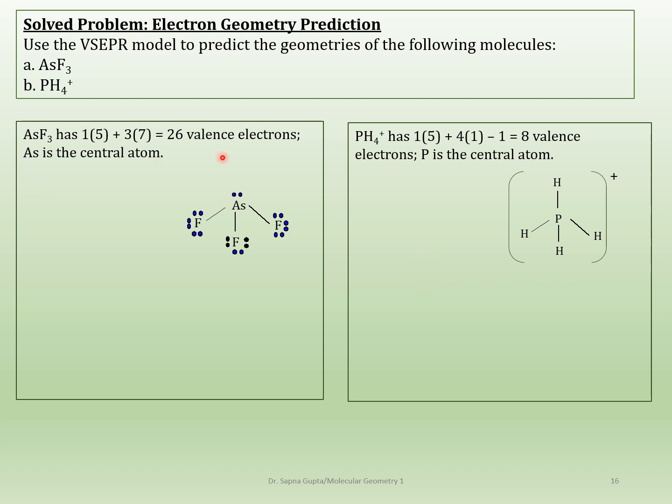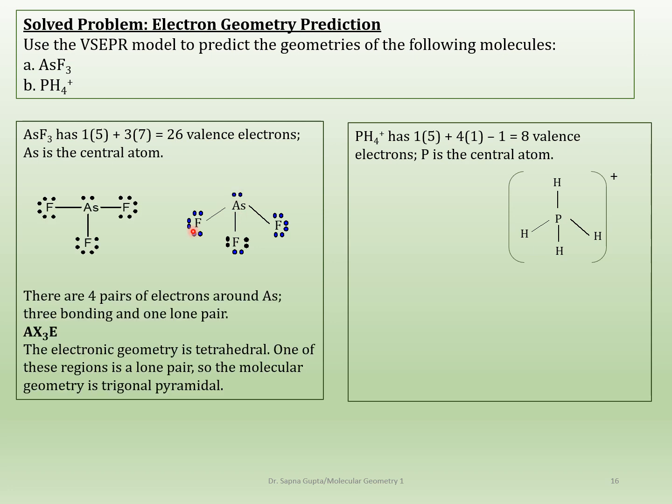So AsF3, this is the structure for it. As, arsenic, is in the middle, fluorine is all around. Arsenic is in group number 5, so after 3 bonds it has 1 lone pair left over. So you can see this is going to be AX3E, right? That's what the shape will be. The electronic geometry is tetrahedral, and the actual shape is going to be trigonal pyramidal then. Okay, this is the Lewis structure. This is the actual shape of the molecule.